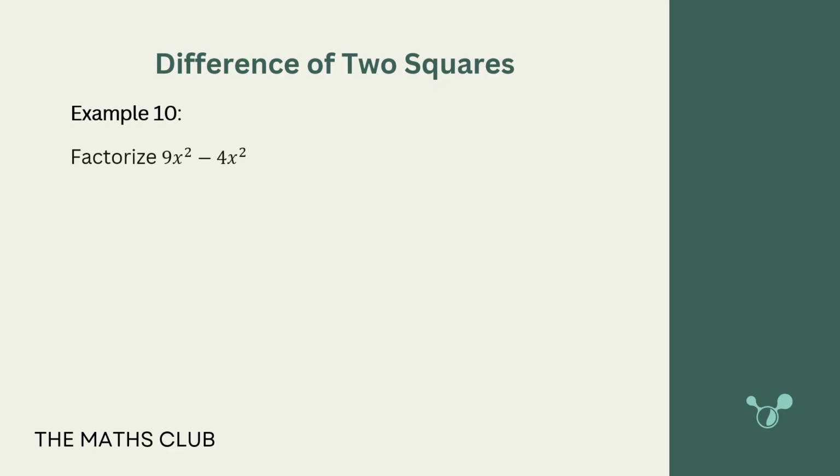Let's see an example. The example says that factorize 9x squared minus 4x squared. Remember, the thing about factorization is that we're trying to find common factors, right? We're trying to find factors, just like we did 1, 6, 2, 3. We're trying to find factors. So let's solve this together.